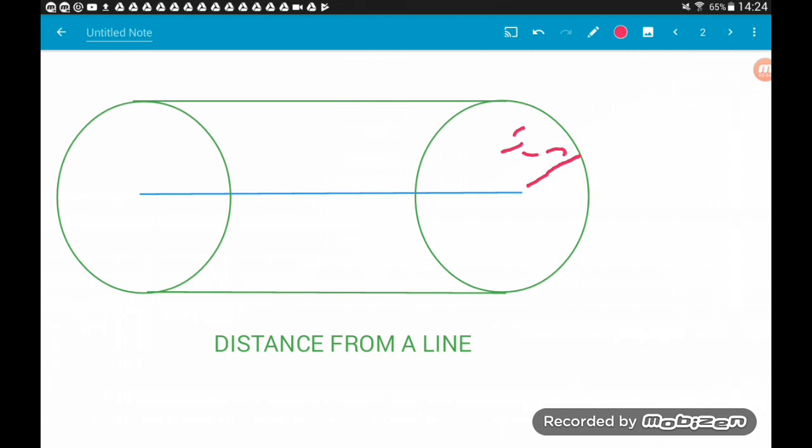and then join the tops of your circles together, and then everywhere inside of that whole shape is less than 5 centimeters from the line. Anywhere on the perimeter of this shape is exactly 5 centimeters from the line.